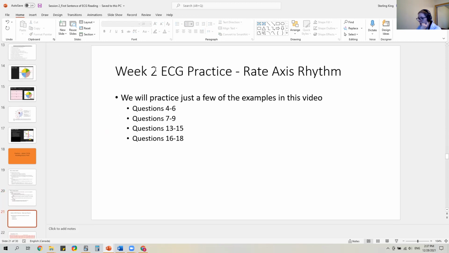So we're going to practice from the week 2 ECG on assess.med called rate, axis, rhythm. We're just going to practice a few of the examples, and the rest you can do on your own. We'll look at questions 4 through 6, 7 through 9, 13 through 15, and 16 through 18.